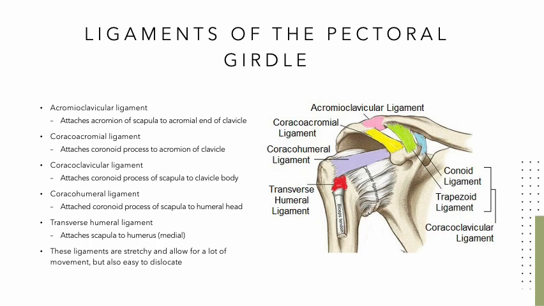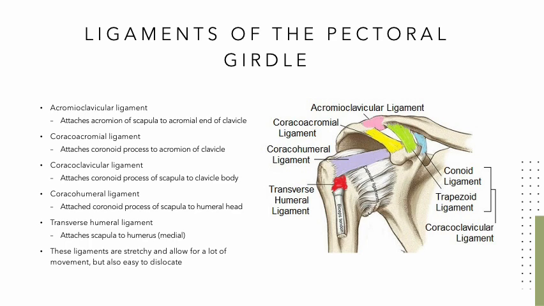And then there's this thing called the transverse humeral ligament, and that runs transverse or sideways across the front of the humerus. And it basically helps hold down and secure part of a tendon. So that's this little red one right here.